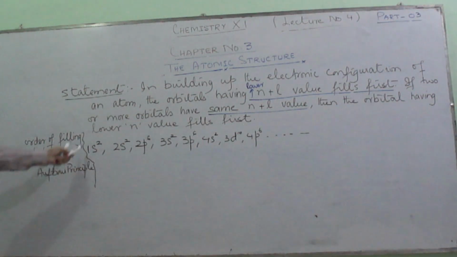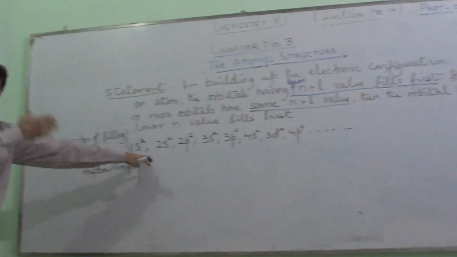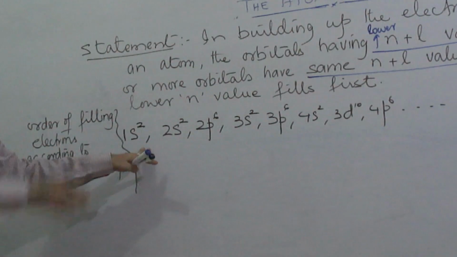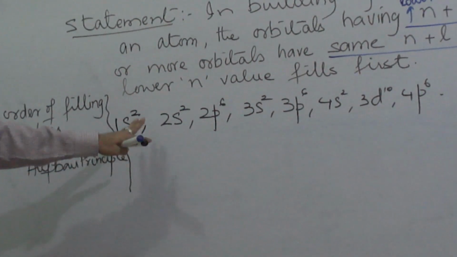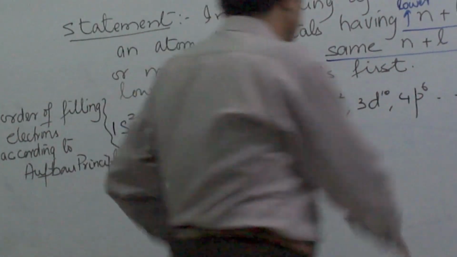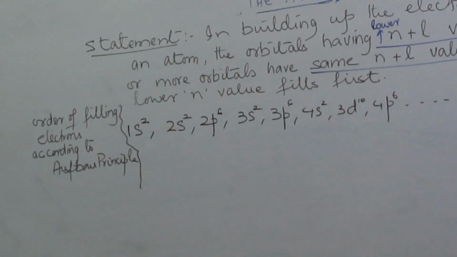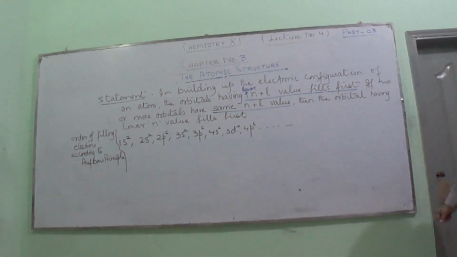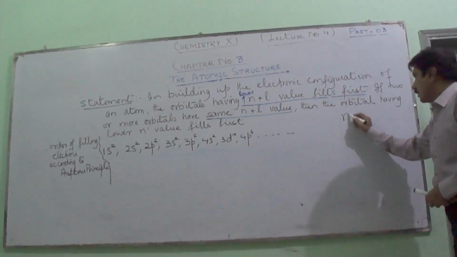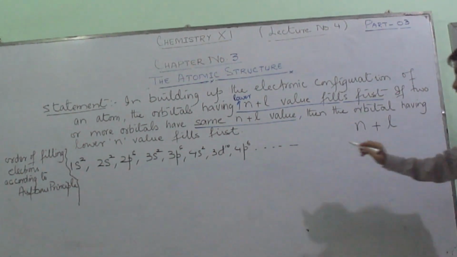Filling electrons according to the Aufbau principle, this we have already discussed in the first part of the series of lectures of the electronic configuration series. Now I must tell you here that this order is fully justified and it is based upon this particular rule, the n plus l rule. Now try to understand what I am going to say.